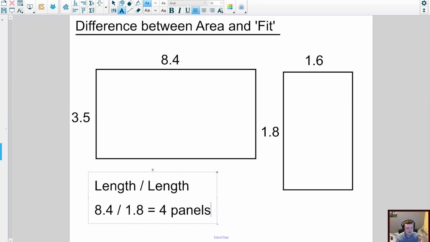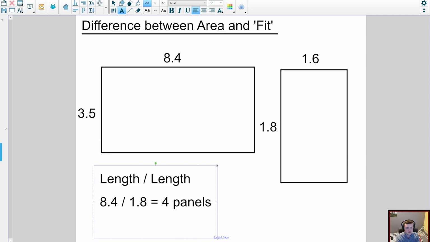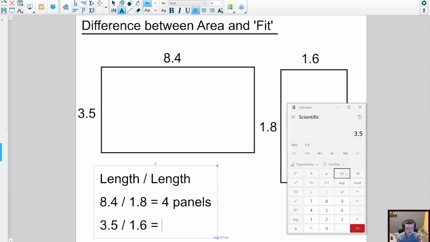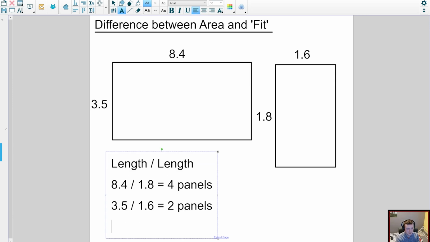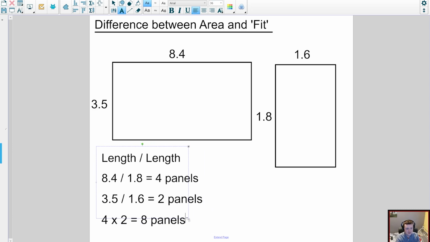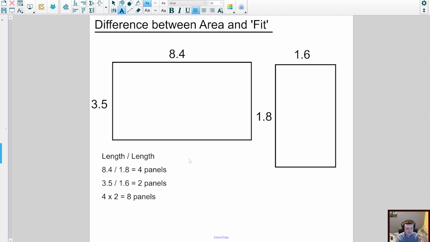Okay. Then we divide the other two. So we go width divided by width. So we'll do 3.5 divided by 1.6 because we want to work out how many will fit in the space. So 3.5 divided by 1.6 is going to be 2.185 or 2. So all we're going to be able to fit is 2 panels. Now, if we can fit 4 panels this way and 2 panels this way, how many panels can we fit in total? Well, we would do 4 times 2 equals 8. So we've got 8 panels if we do it that way. Okay. So that's one way of getting the answer. We fit 8 panels in.